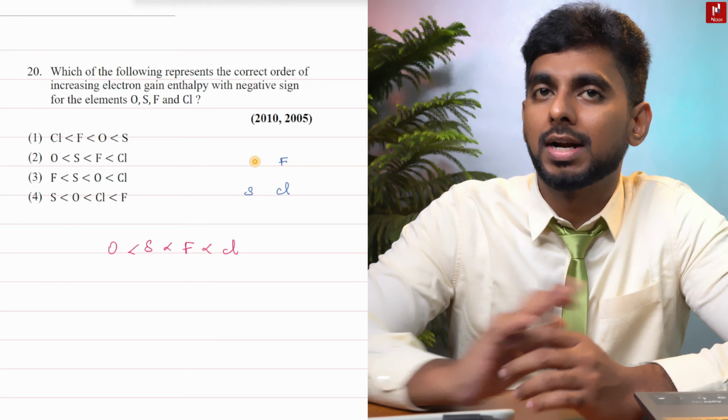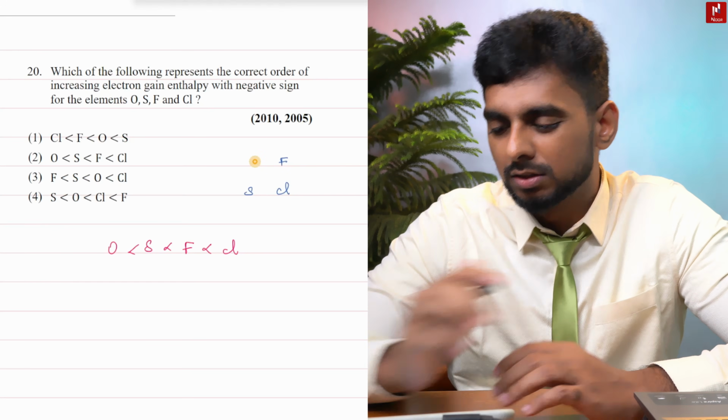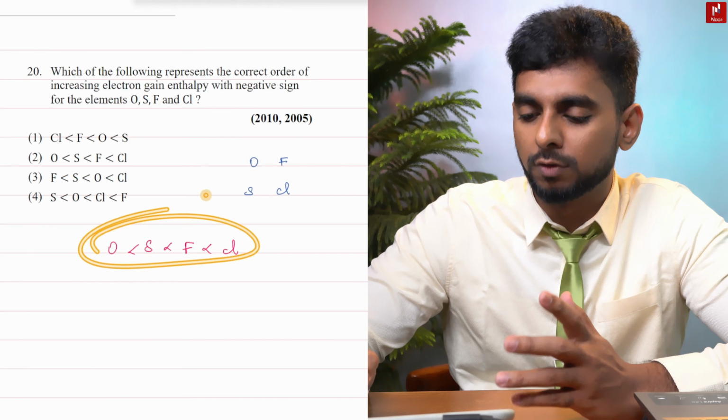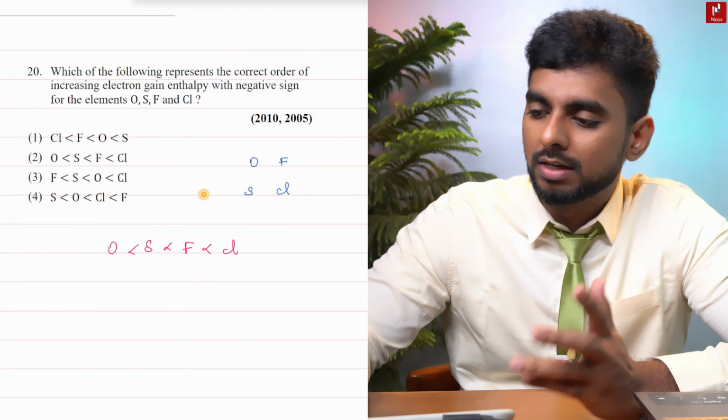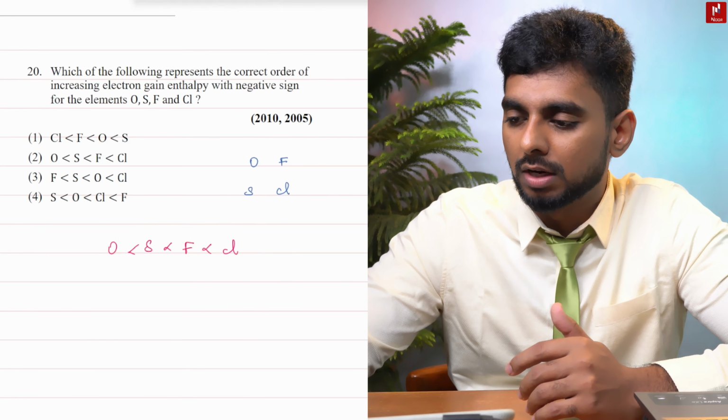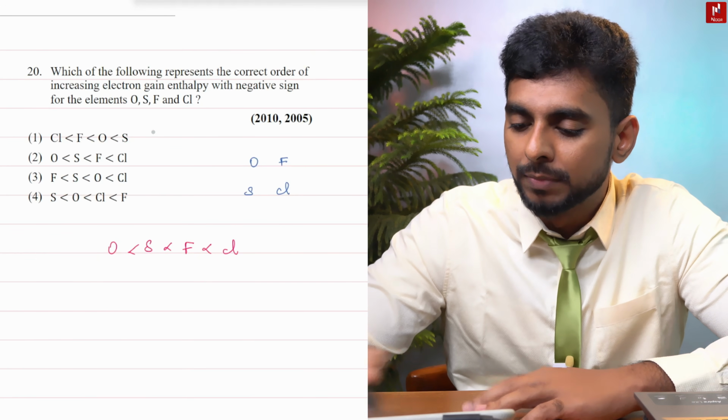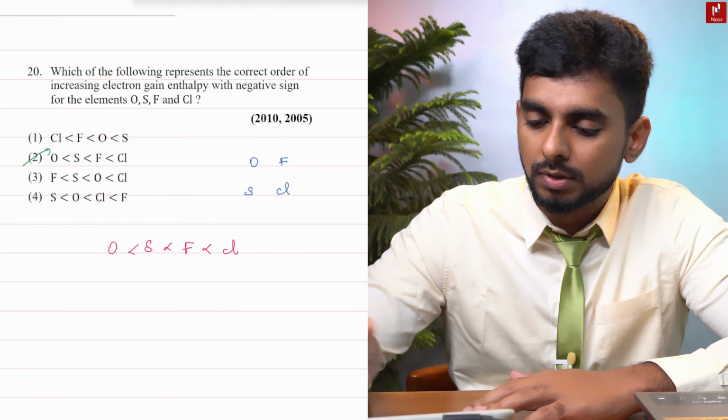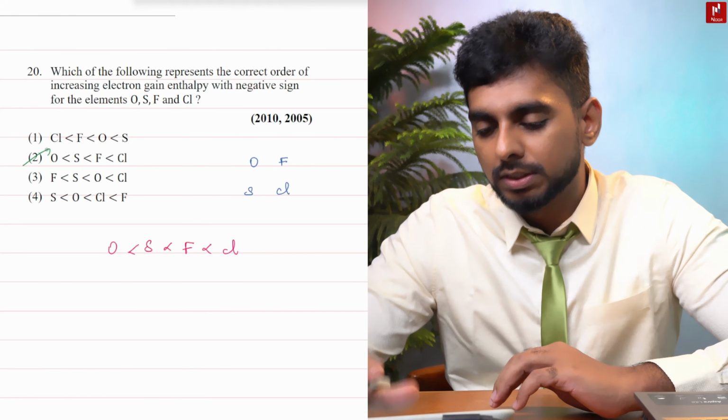So oxygen has the least electron gain enthalpy. You should be clear with this increasing order that I've told you. Got it? You shouldn't have any doubt on this question. This is an easy one. If you're thorough with the theory part, you should get this straight away. The answer here is option 2. Let's move to the next question.